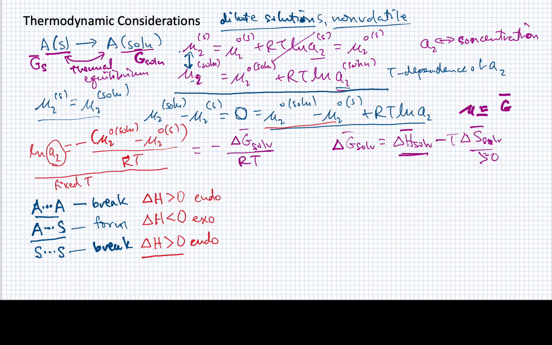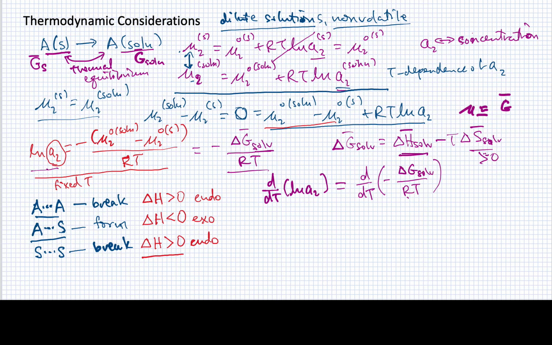Now I have an expression that tells me something about log of activity related to Gibbs energy. How can I get something that tells me more about the temperature dependence? This is at a fixed temperature. Well, I could take the derivative of both sides with respect to temperature. In one case, I'd be taking the derivative of log of this activity, and in the other case, the derivative of this quantity, negative delta G solvation over RT.